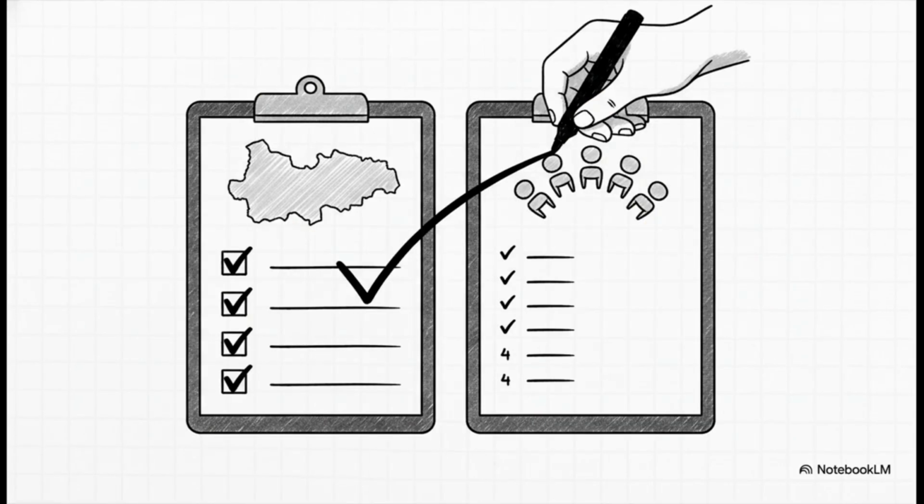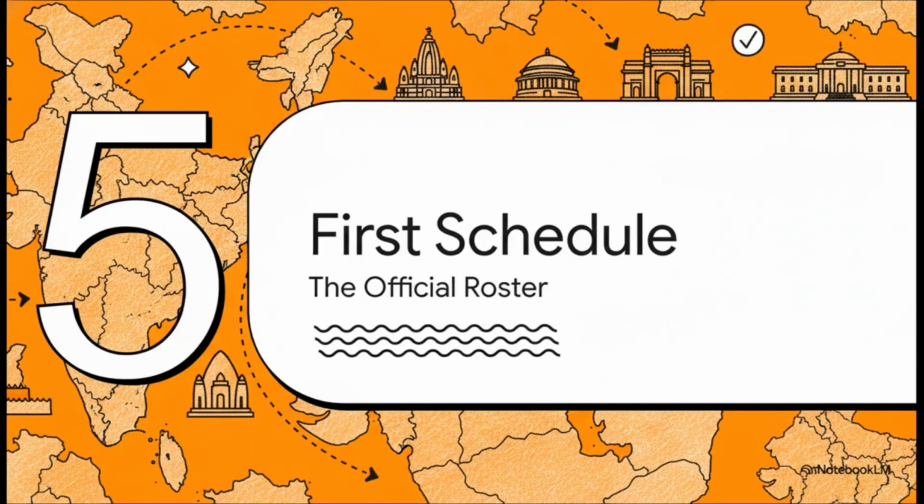Furthermore, Article 4 mandates that any such law must automatically update the first schedule, which lists all the states, and the fourth schedule, which allocates Rajya Sabha seats. Why? Because obviously if you change a state's borders, you naturally have to update the official constitutional master lists to reflect that brand new reality. Which perfectly sets up Section 5, First Schedule Territories, the official roster.